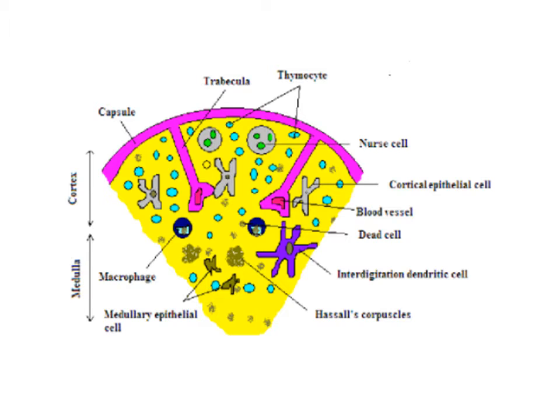In this schematic diagram, you can see the capsule, and the capsule has trabeculae extending into the parenchyma and dividing the parenchyma into small lobules continuous with each other. You can see that thymocytes are the developing immune cells, the lymphocytes. You can see here the cortico-epithelial cells, blood vessel, dead cells, dendritic cells, macrophages, and the medulla and the cortex.